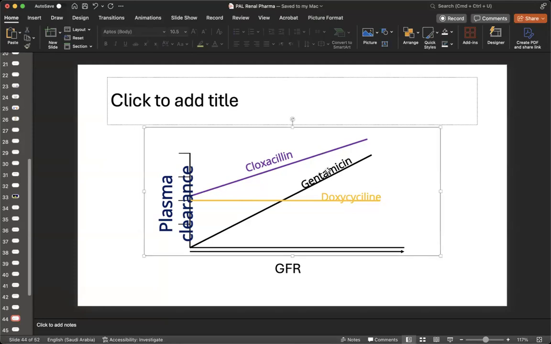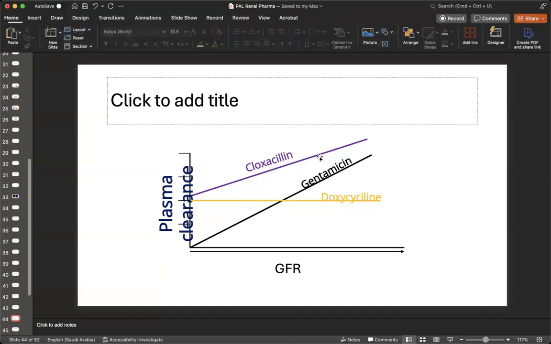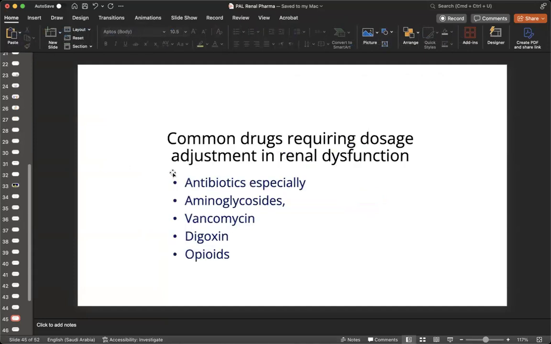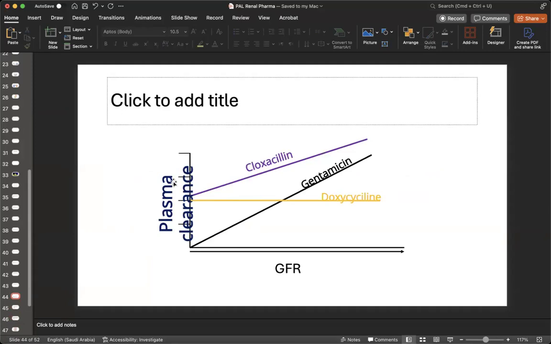So gentamicin, remember, is a very dangerous drug in kidney disease, and so is cloxacillin. If a guy has a skin infection but his creatinine is raised, what can you give him? You can give him doxycycline, because doxycycline is not affected by the kidney. However, cloxacillin and gentamicin are not going to be cleared, which can lead to increased levels, toxicity and overdose.